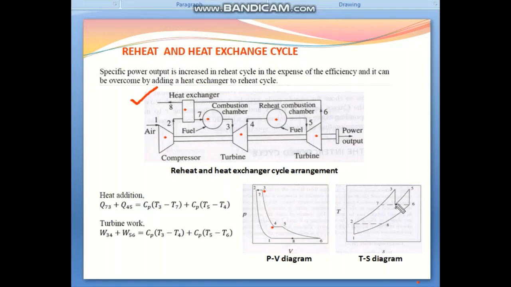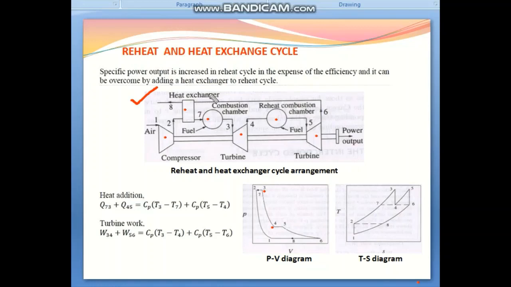Adiabatic expansion process. After flowing through turbine 1, it again enters the reheat combustion chamber. In the reheat combustion chamber, again it's mixed with some fuel and combustion takes place. That is 4 to 5. Again the temperature increases, 4 to 5. Then again it flows to the turbine, that is 5 to 6. This is the second stage of expansion.